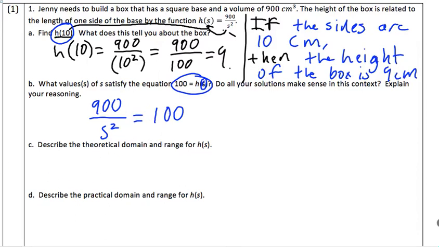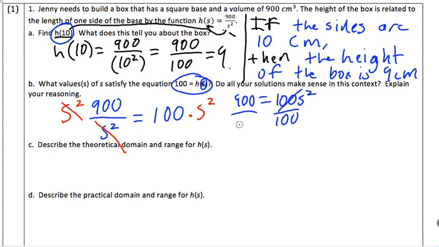First thing we're going to do is multiply on both sides. So we're going to get rid of this by multiplying by s squared. And then over here we're going to multiply by s squared. What we wind up with is 900 equals 100 s squared. Now we're trying to solve for s, so we're going to get rid of 100 with division and divide by 100. And what we're going to get is 900 divided by 100, 9 equals s squared.